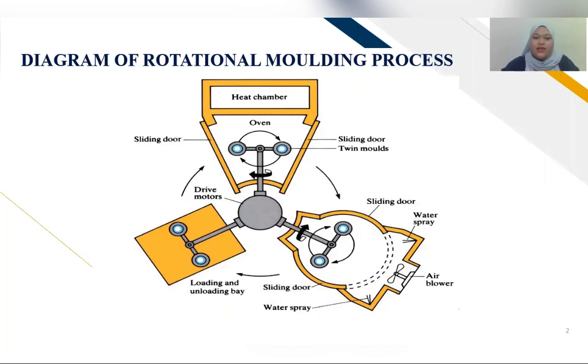Today I want to present about the diagram and method of rotational molding process. If you can see on your screen, this is the diagram of the rotational molding process. It has three stations: the heating station, the cooling station, and the load and unload station. At the center of the stations are the drive motors.